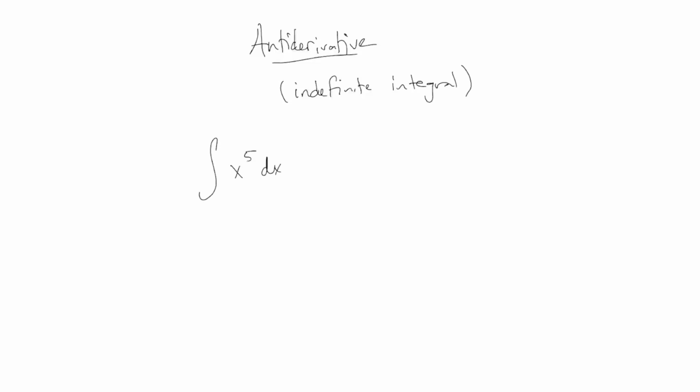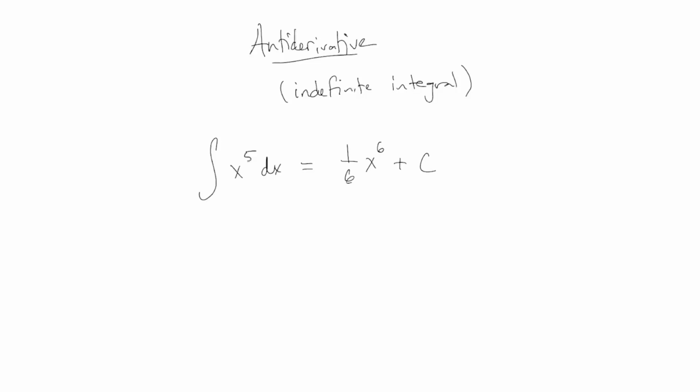All right, we're doing the antiderivative. That's what we started with last time. The antiderivative, also known as the indefinite integral. Something like integral of x to the 5 dx. We talked about how to do this last time. This means the antiderivative of x to the 5, which means what is some function whose derivative is x to the 5. And the answer is 1 over 6 x to the 6 plus c.